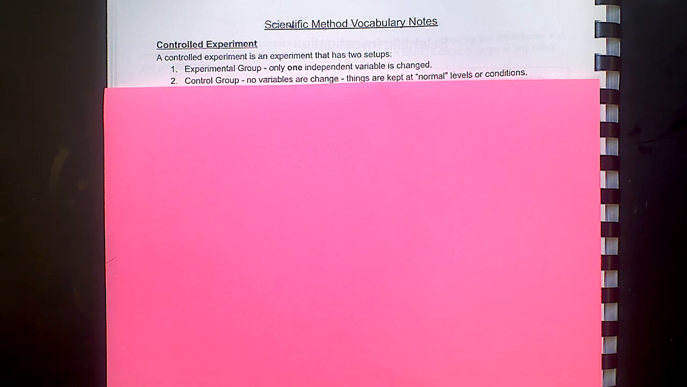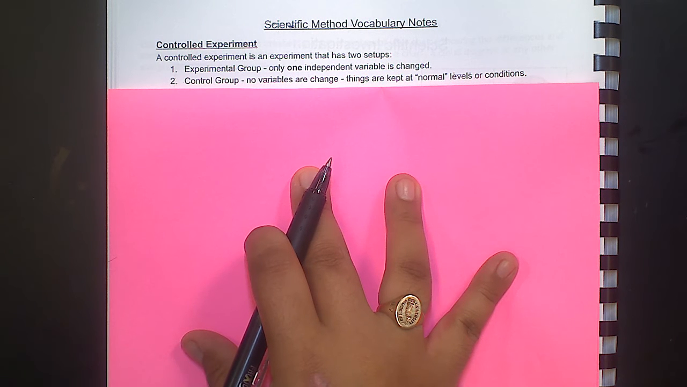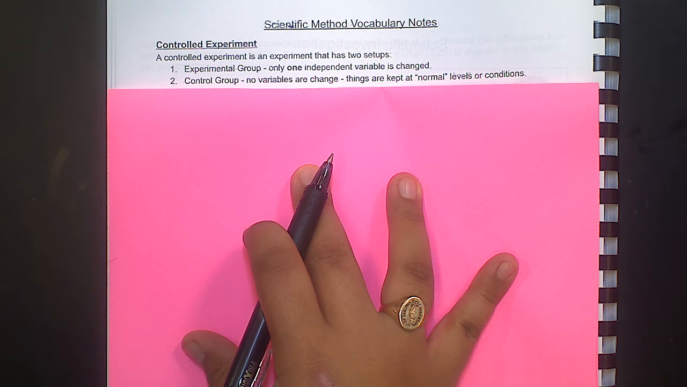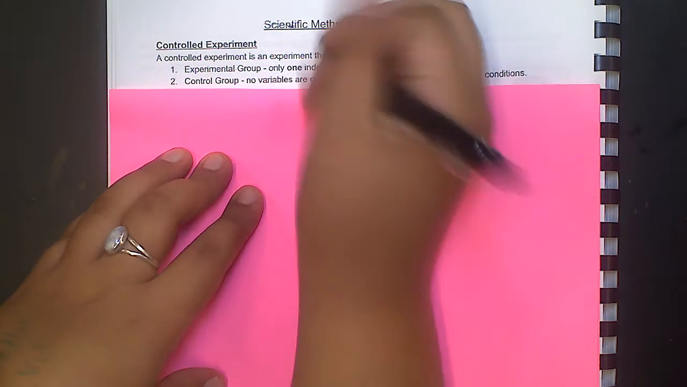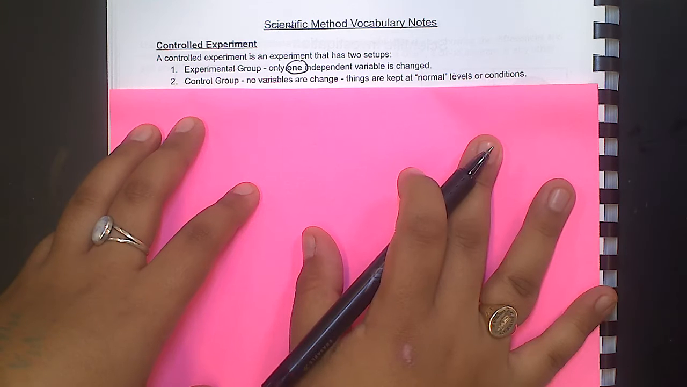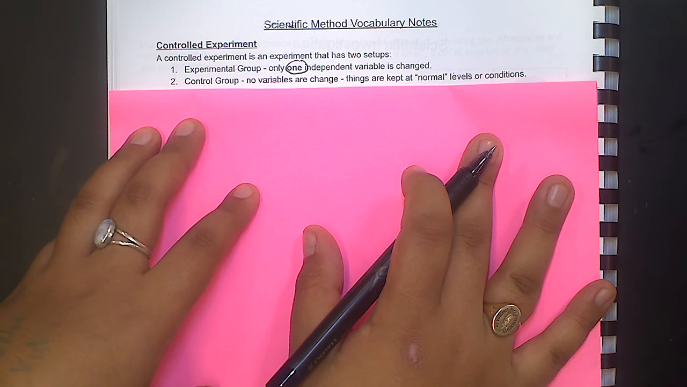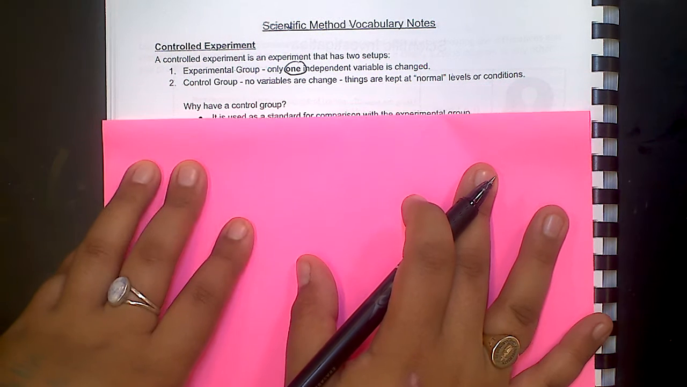Hi everyone, this is page 116, your scientific method vocabulary notes. So our first vocab word is a controlled experiment. A controlled experiment is an experiment that has two setups. One, the experimental group, only one independent variable is changed. And a control group, no variables are changed. Things are kept at normal levels or conditions.